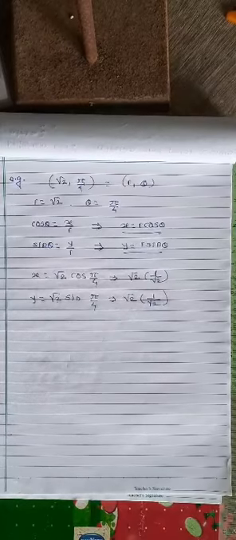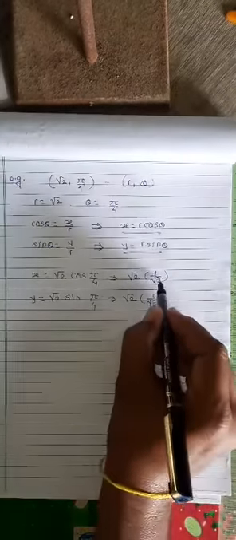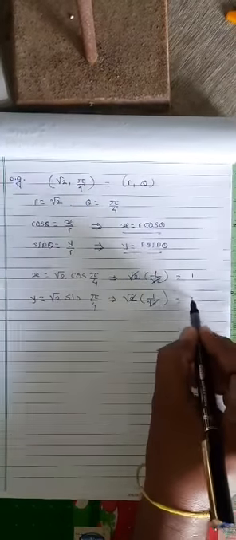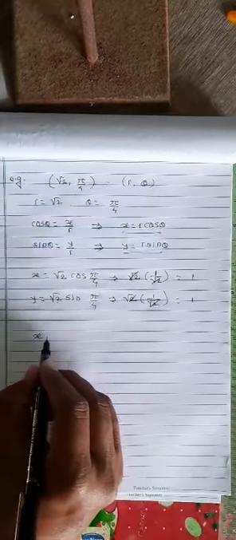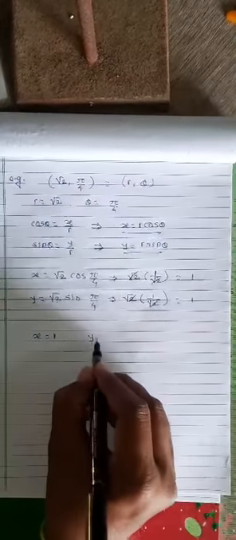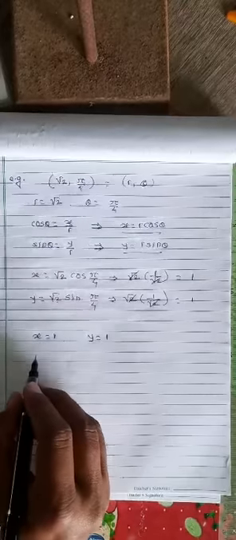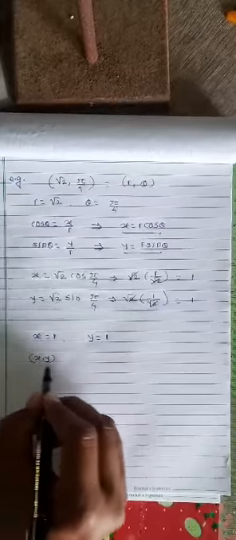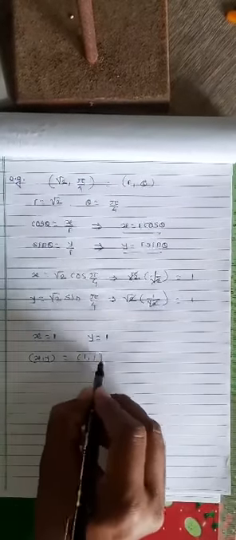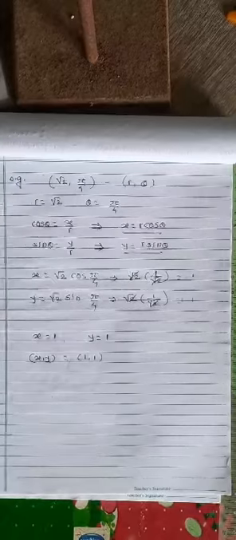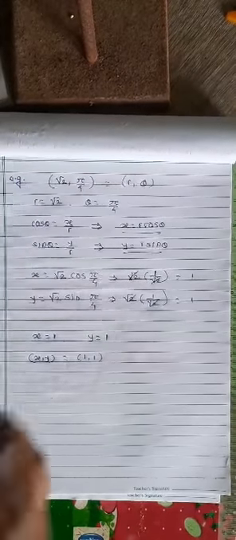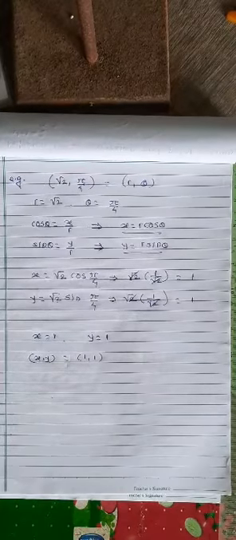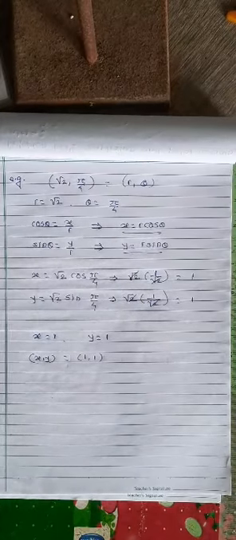If root 2 gets cancelled, it becomes 1 and 1. So the value of x is equal to 1 and the value of y is equal to 1, meaning the Cartesian coordinate (x, y) is equal to (1, 1). This is useful for the conversion between Cartesian coordinates and polar coordinates. Now we stop here.